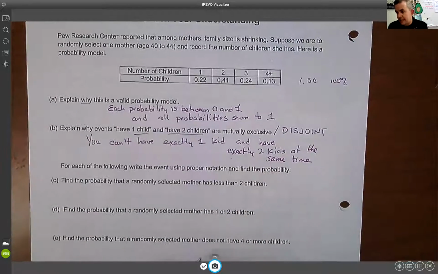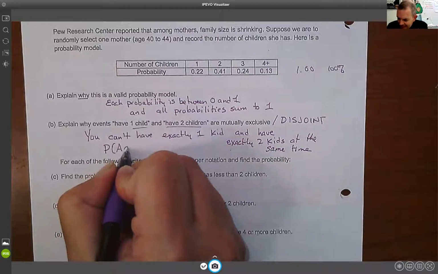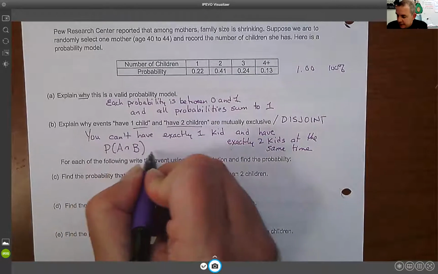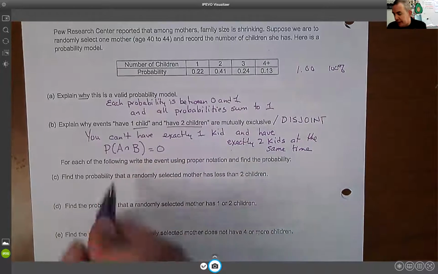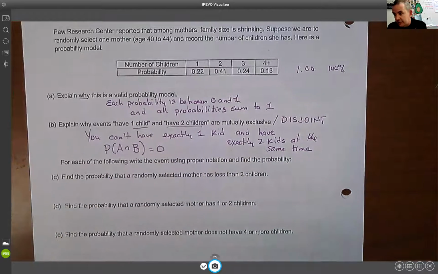Okay, so that's what that is. And again, sometimes you'll see it referred to as the probability of A and B. That's how we read that. The probability of A and B equals 0. So the probability of having exactly one kid and exactly two kids is 0, because you can't do it at the same time.